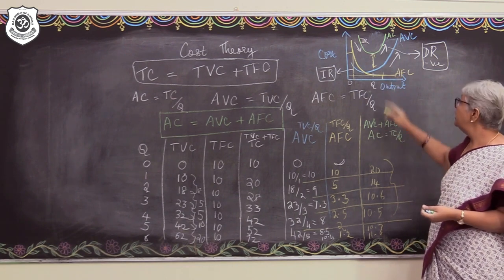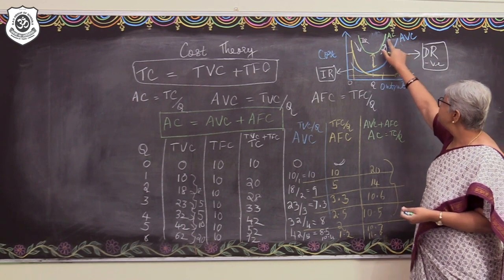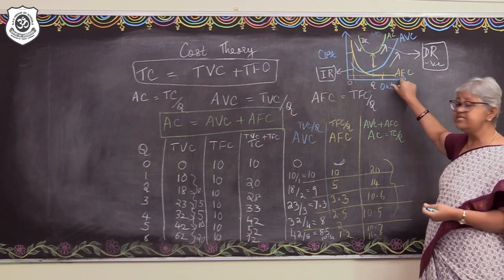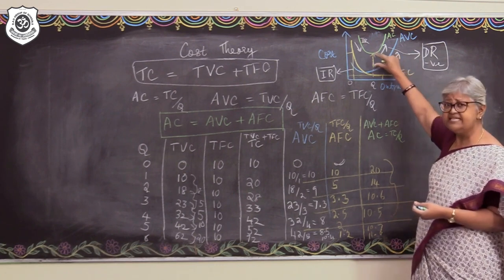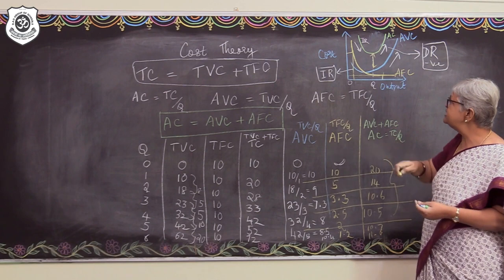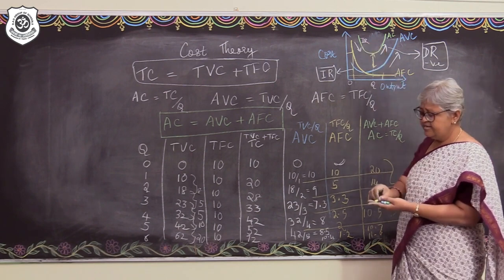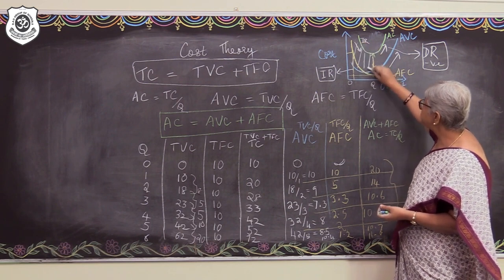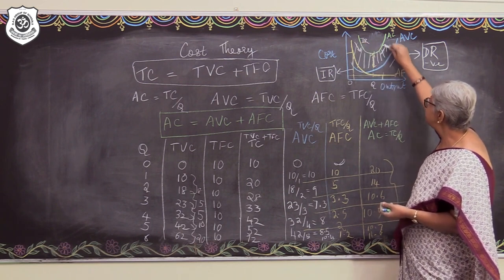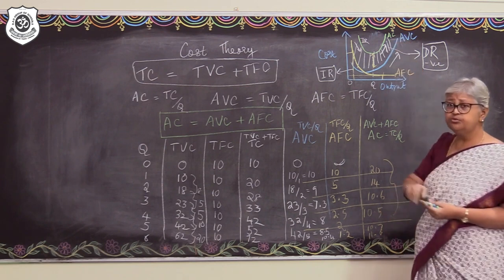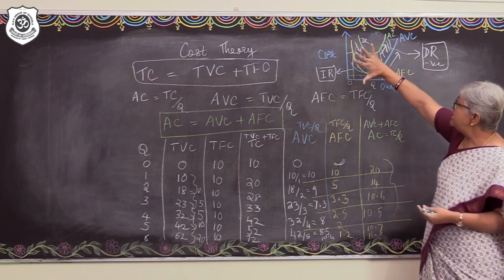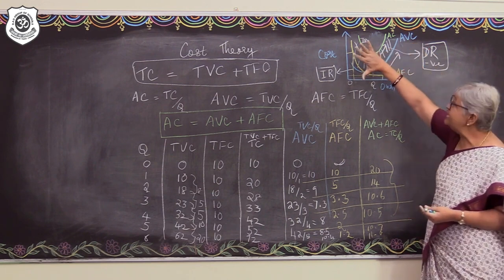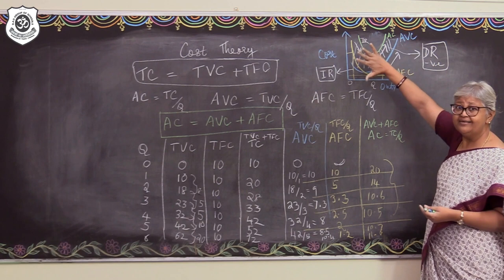Right? The vertical distance between the AC and the AVC will be very much the average fixed cost. What am I trying to tell you? I am trying to say AC minus AVC is nothing but the AFC. That's what this distance means, isn't it? Yes? So look at that distance. Can you see that? Initially, the distance between the two is wide. As the output increases, you see that the gap is getting smaller and smaller.